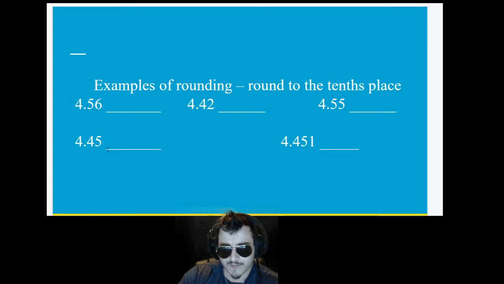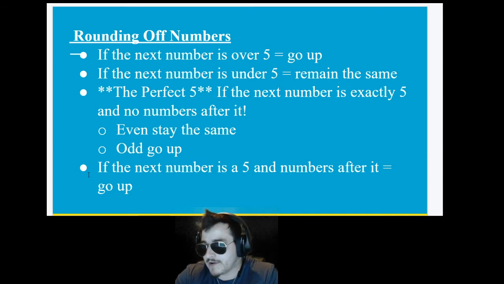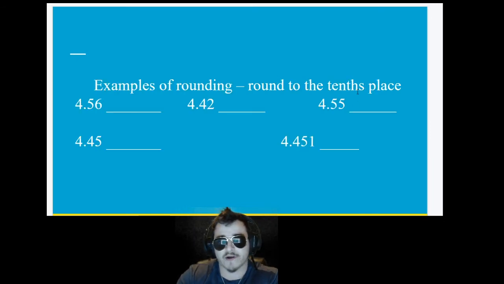But these next two examples are that very rare example of what is known as a perfect 5. We are rounding to the tenths place, and the number after the tenths place is a 5 with nothing after it. If there's anything after that 5, it is not a perfect 5 because then it's over that halfway mark, and we don't have to worry about it. If it's anything over the value of 5, right, if the next number is a 5 and there's numbers after it, we always round up because it's just past that halfway mark.